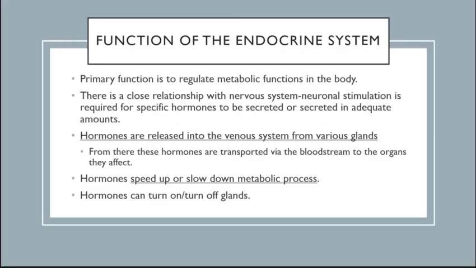So that was just a quick overview of your electrolytes. Now let's get into the endocrine system. The primary function of the endocrine system is to regulate metabolic functions in the body. There is a close relationship with the nervous system. Neuronal stimulation is required for specific hormones to be secreted in adequate amounts.